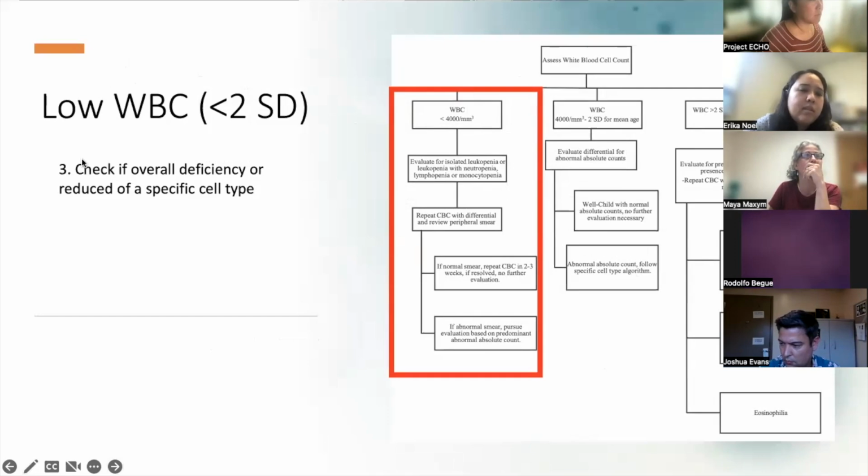The main thing that this article was saying was to check if there is an overall deficiency of all cell count types versus just a specific cell type. For example, if the white cell count, the red blood cell count, and the platelets are all low, consider repeating, or is it just isolated on its own?